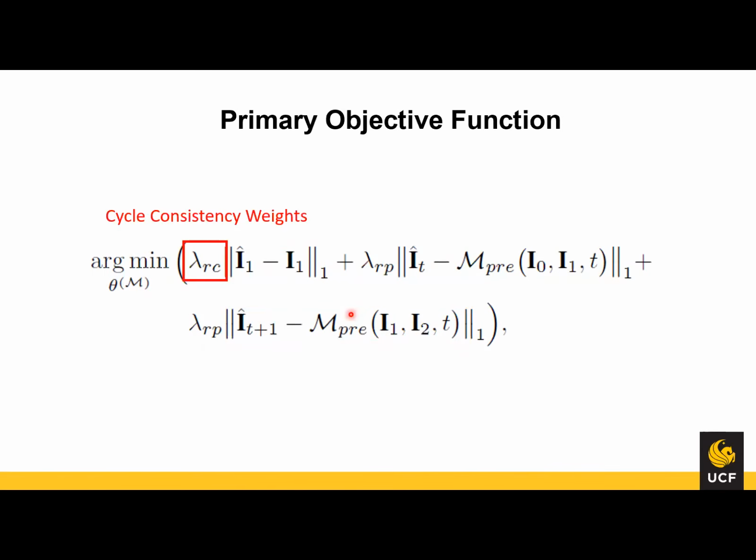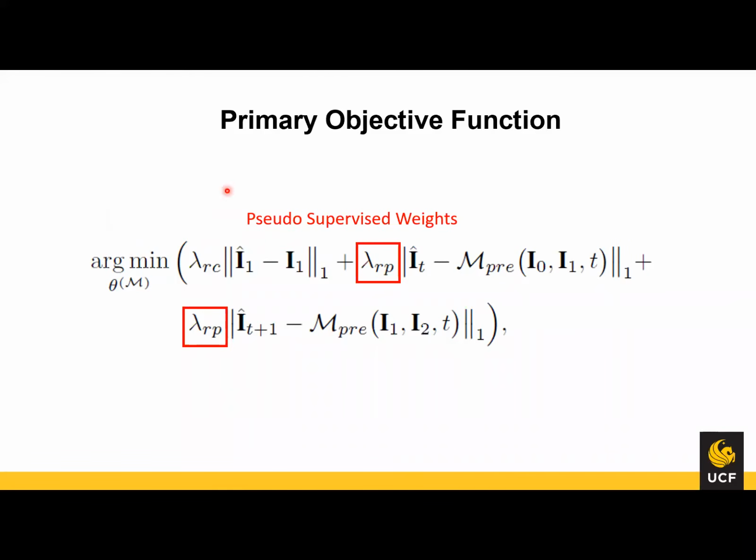We're also using our cycle consistency weight to control the extent that the cycle consistency loss contributes, and we also have a pseudo-supervised weight. These pseudo-supervised weights are ramped to emphasize the parameters of the base cycle consistency network.